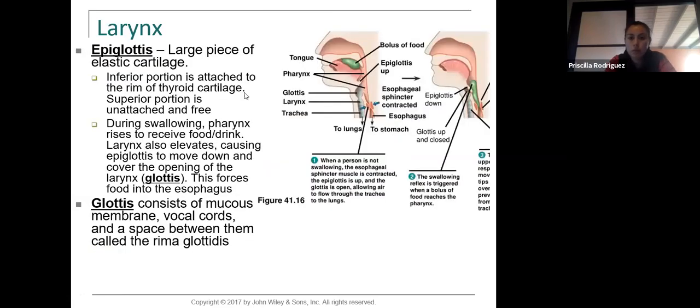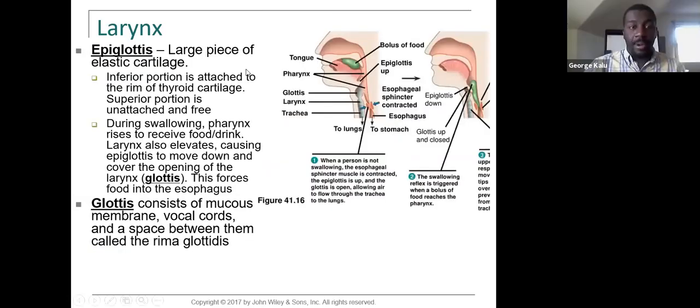So then the next piece of cartilage that's really important is called the epiglottis. The epiglottis is a very large piece of kind of elastic tissue, and it's almost shaped like a leaf. The epiglottis serves a dual purpose here, allowing proper digestion to take place, as well as protecting the respiratory tract.